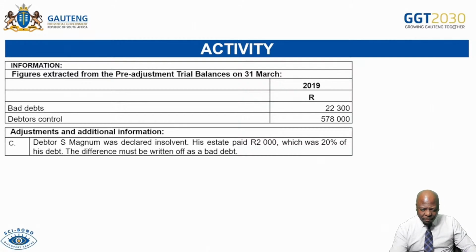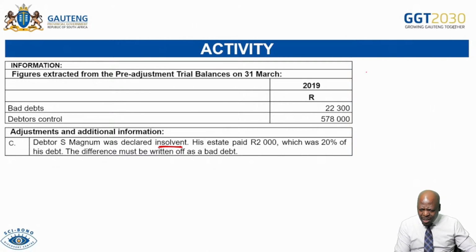Here's the next one. And it reads, Debtor S. Magnum was declared insolvent. Okay. This simply means our debtor is no longer able to settle his account. There can be a number of reasons why a debtor can be declared insolvent. A debtor S. Magnum was declared insolvent. His estate paid 2,000, which was 20% of his debt.